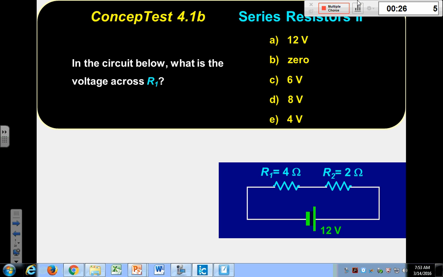Remember with resistors too, the bigger resistor has the bigger voltage. That was unlike capacitors where the bigger capacitor had a smaller voltage.